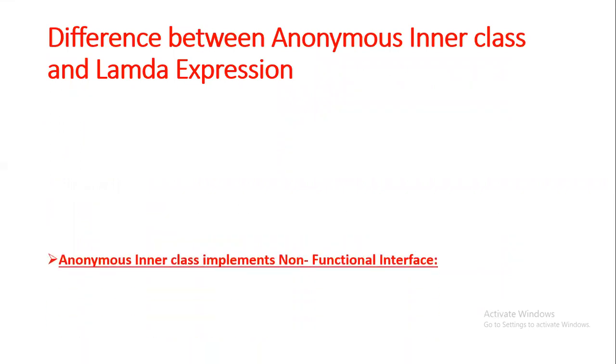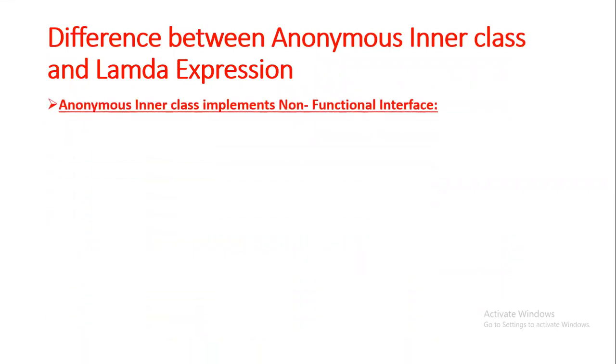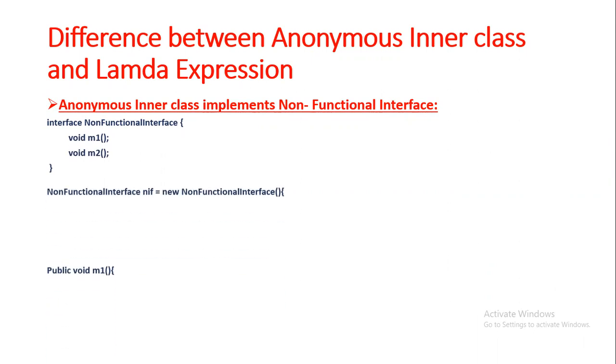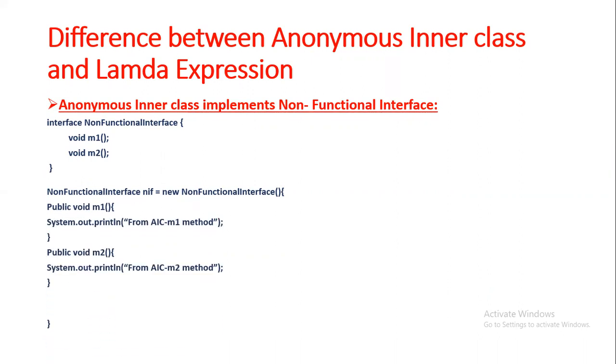Third point, an anonymous inner class can implement a non-functional interface. A non-functional interface means an interface having more than one abstract method. Functional interface means only one method. So take one interface having two methods, create an anonymous inner class and provide logic for those two methods. The question here is, can you write a lambda expression for a non-functional interface? No, not possible. Let's see.